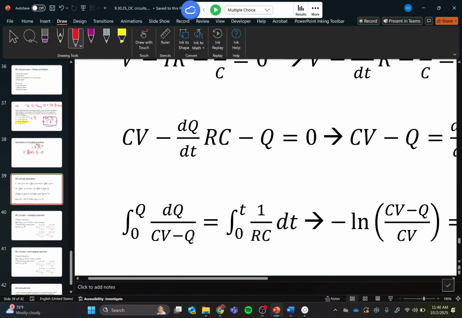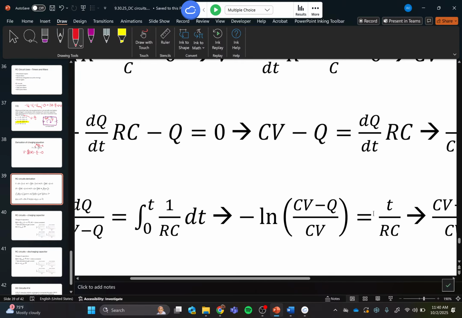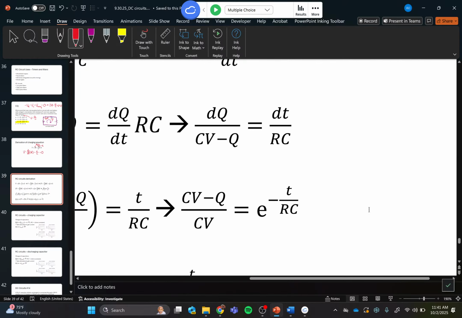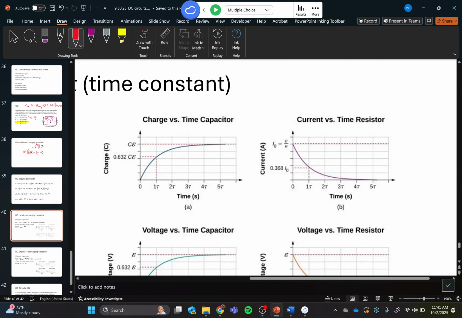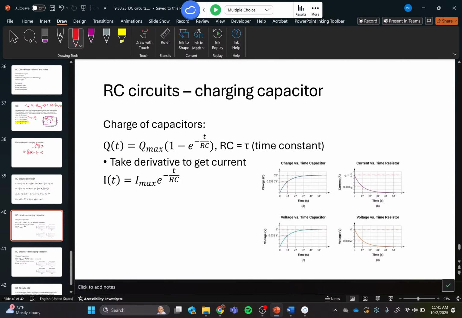It's a natural log. C is a constant, V is a constant. What's the integral of that? Natural log with all the junk. What's the integral of 1 over RC dt? T over RC. Do a bunch of rearranging, and you get the charging equation. The whole point of this is to build this equation. You actually already had a lab on this, I think. RC circuits. This is the charging equation for an RC circuit.